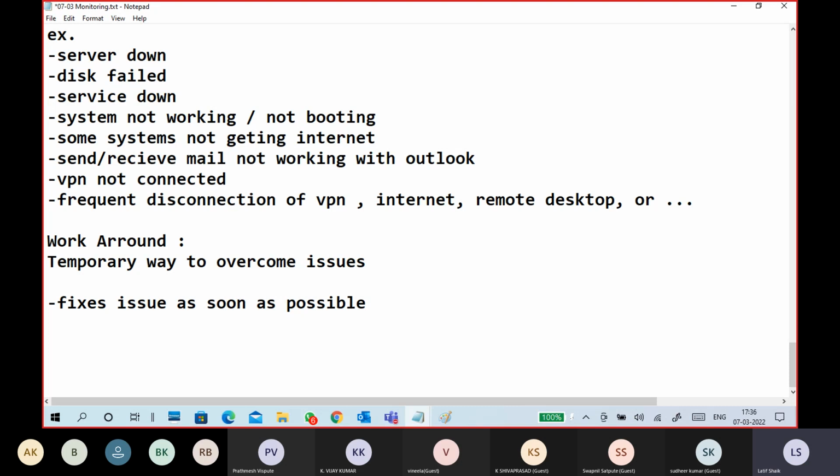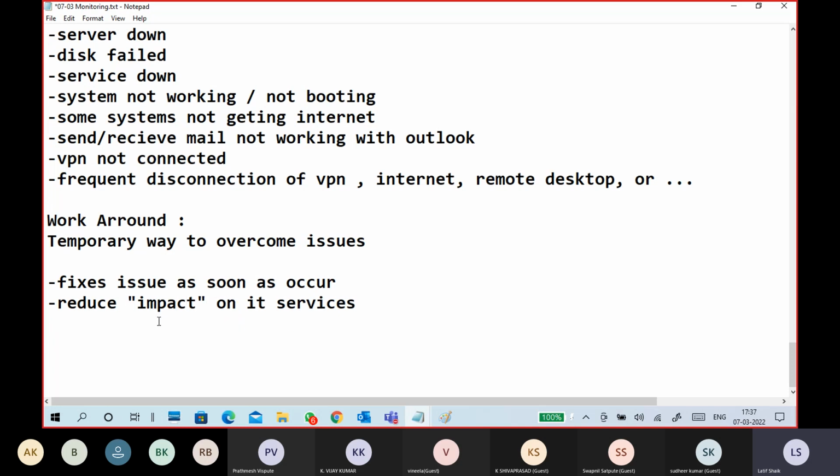Workaround means fix issues as soon as possible. Possible does not mean a less urgent word, guys. Possible means immediate. As soon as it occurs, reduce the impact on IT services. So if you fix it immediately, when it occurs, immediately go and fix it. Once you do it, the impact is reduced. Impact is another very important word, guys.